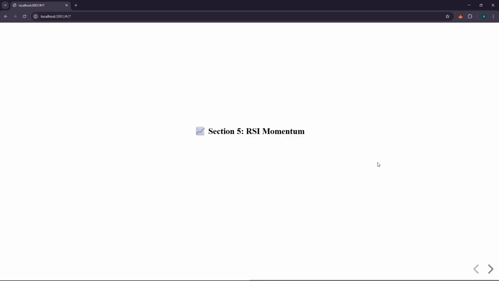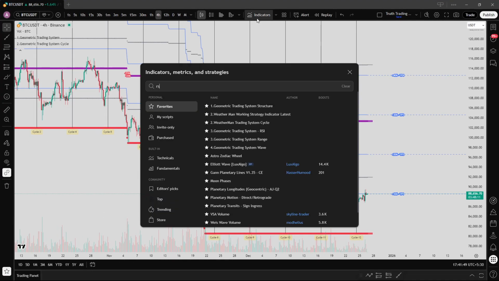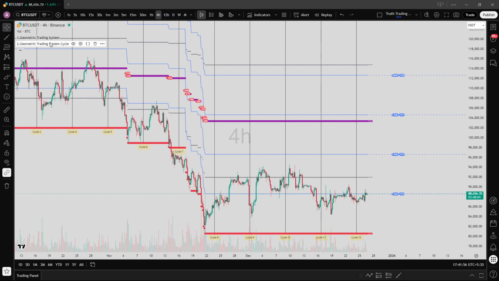In the next section, we're going to be learning about RSI momentum, and we're not going to be using the regular RSI. We're going to be using the structural concepts applied on RSI itself, and I'm going to call it structural RSI. Let me show you how that looks. If I come here, RSI, you see the geometric trading system RSI. I add that, and it's going to appear there.